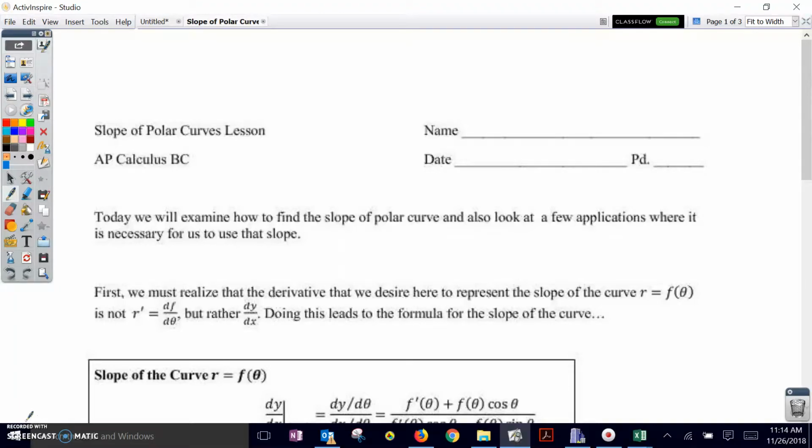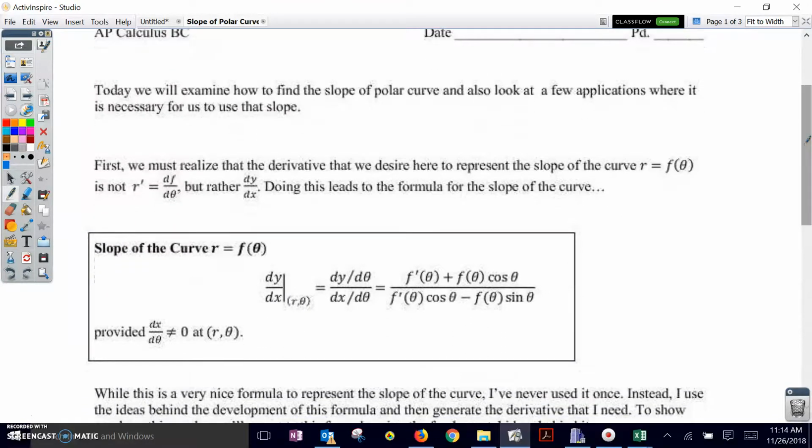Alright, welcome back everybody. In this video we're going to look at the slope of polar curves lesson and the slope formula for polar curves, and also how we can use this to find slopes of polar curves. Before I get too far along here, please note there's a big old typo in this slope formula. It's missing a sine of theta in the numerator.